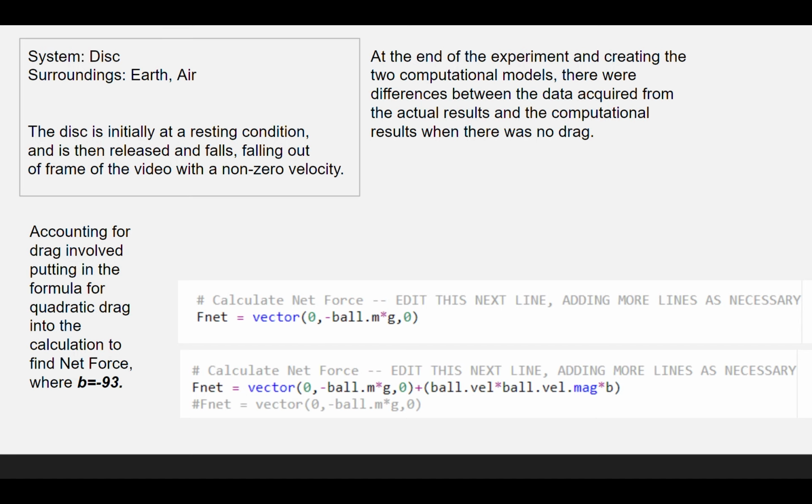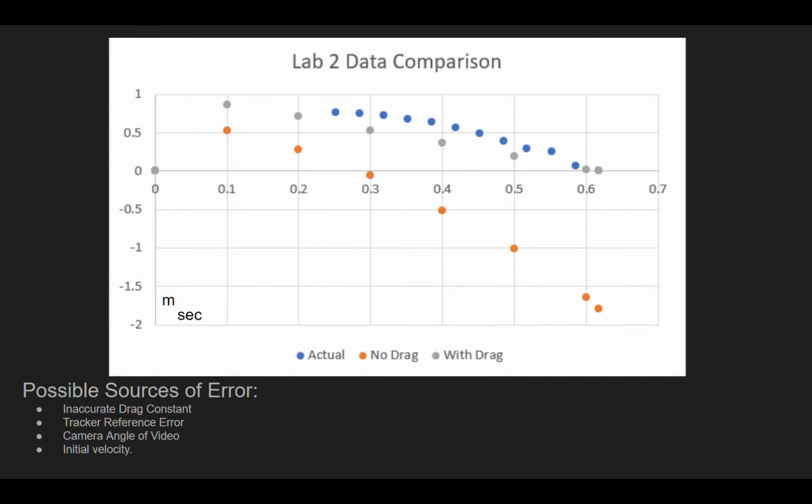Accounting for drag involved putting the formula for drag into the calculation to find the net force, where the coefficient for it I deduced to be negative 93 for my computation. Here is my data. You can see that the data for the computational model that accounts for drag is very similar to the data from the actual experiment, whereas the computational model without drag shows the object continuing to accelerate downward, covering more and more distance as time goes on.